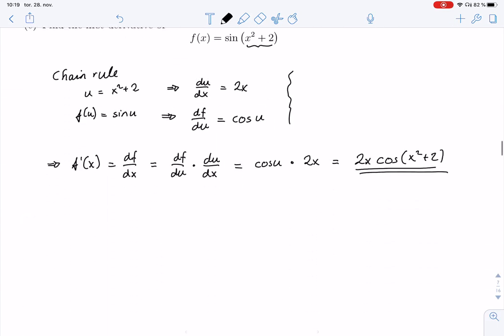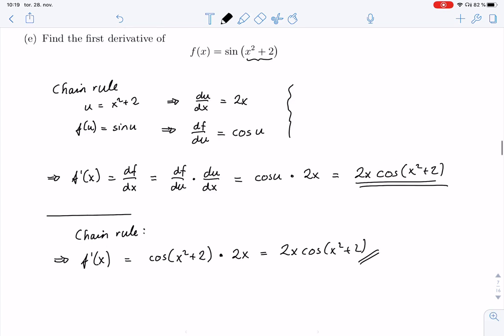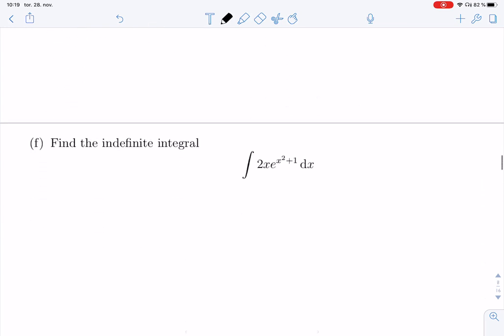And down here, you could also go directly, simply write that you use the chain rule, and then go directly to your answer, like this. And then you need to use the derivative of the kernel, and you get 2x cosine of x squared plus 2. That would be the shortcut, and it's okay.